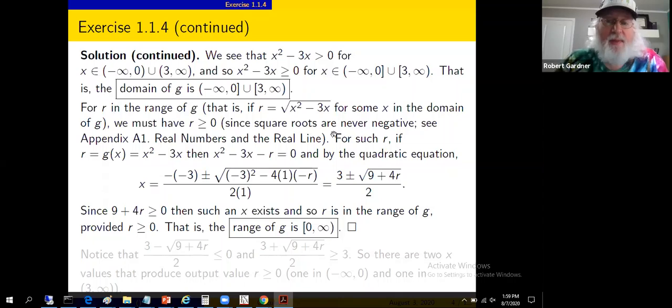It's mentioned in the appendix, the idea of what's the square root of 9? Square root of 9 is 3. It's not plus or minus 3. Plus or minus the square root of 9 is plus or minus 3. You ask your calculator for the square root of 9, it's going to tell you 3. It ain't going to tell you plus or minus 3. You only get non-negative values out of square root functions. So this r that comes out of the square root function must be greater than or equal to 0. It must be non-negative.